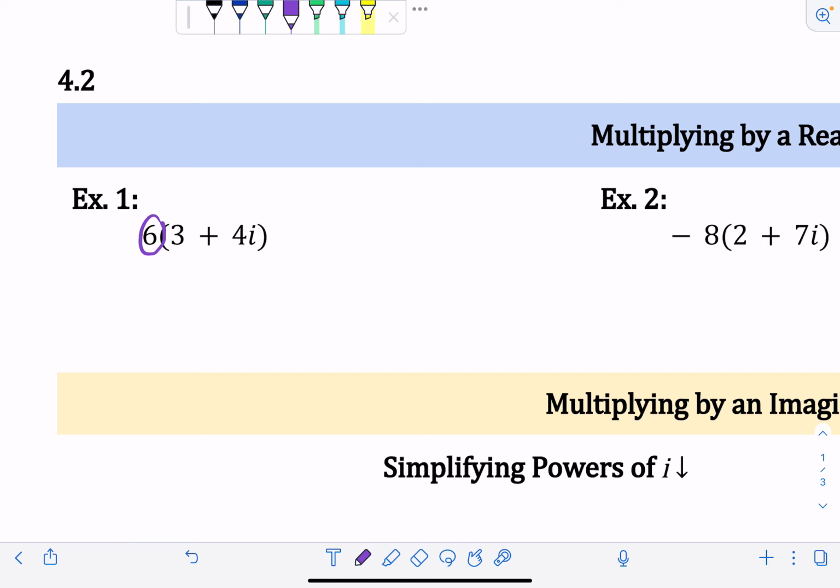So first I'll take my 6, multiply it by 3, I get 18. And then next I'll take my 6, multiply it by this positive 4i. So 6 times 4 is 24, and the i just tags along. So plus 24i. So when we're multiplying constants by numbers with i, we just have to multiply the number in front. So 6 times 4 is 24, and then the i just stays the same. And then double check that it's in standard form. The real part is first, the imaginary part is second, so we're good. So 18 plus 24i.